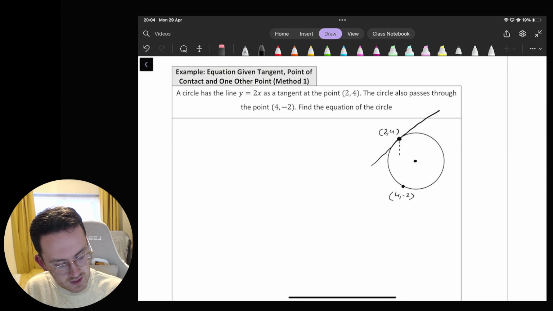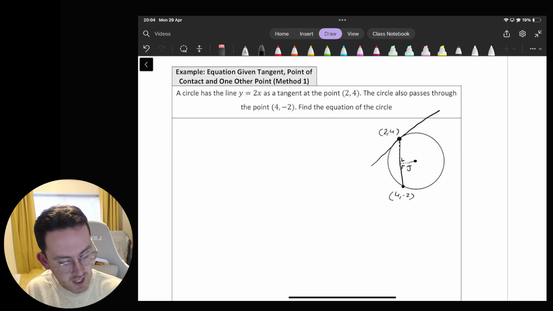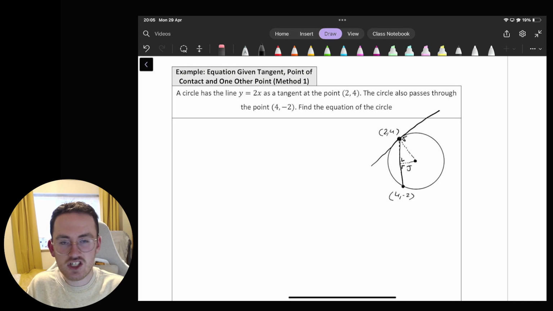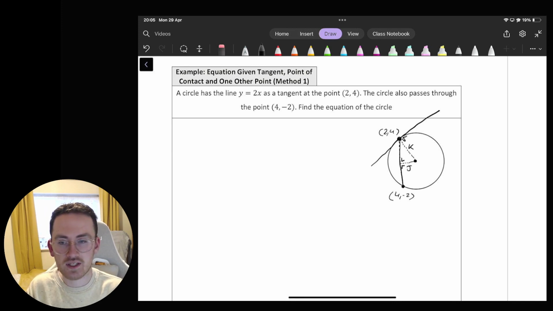So one of the things that we know is that if I have a chord formed between two points here, the line perpendicular to the chord will pass through the centre. So if I was to find the perpendicular line there, we'll call it J, that line would pass through the centre. Similarly, if I could work out the line perpendicular to that tangent, that would also pass through the centre. So I'm going to call that one K.